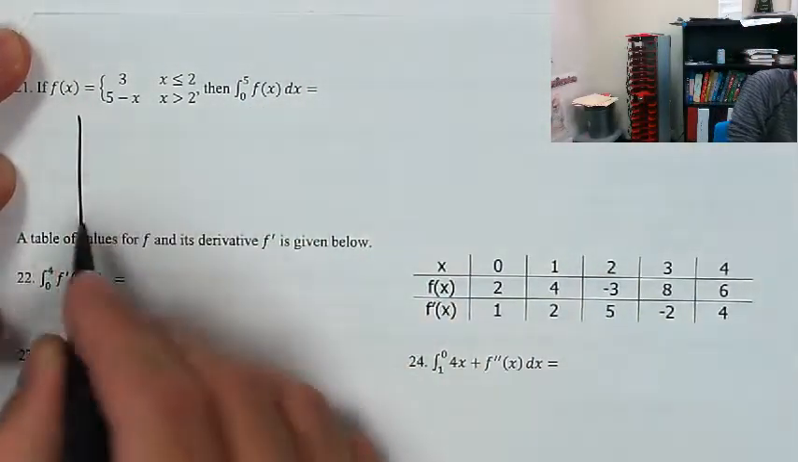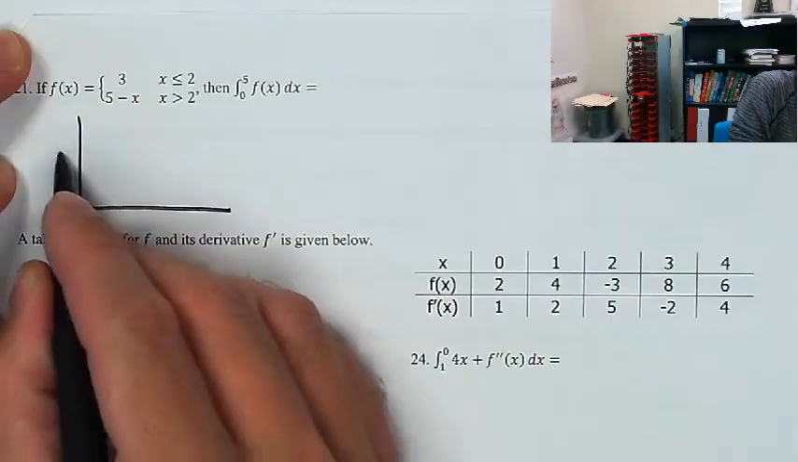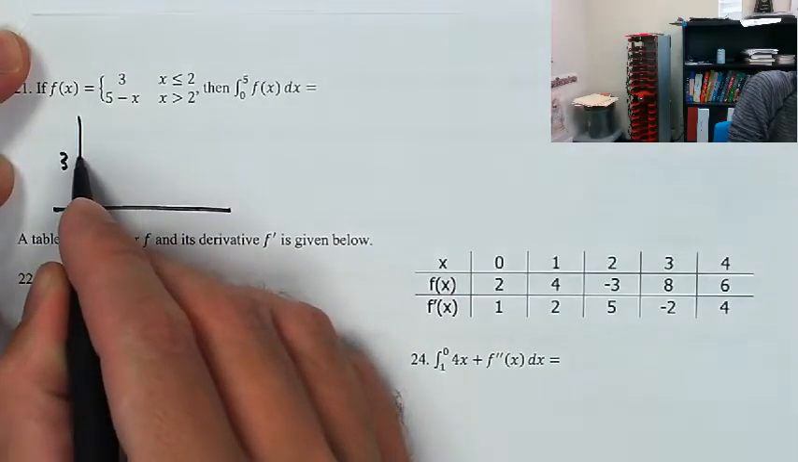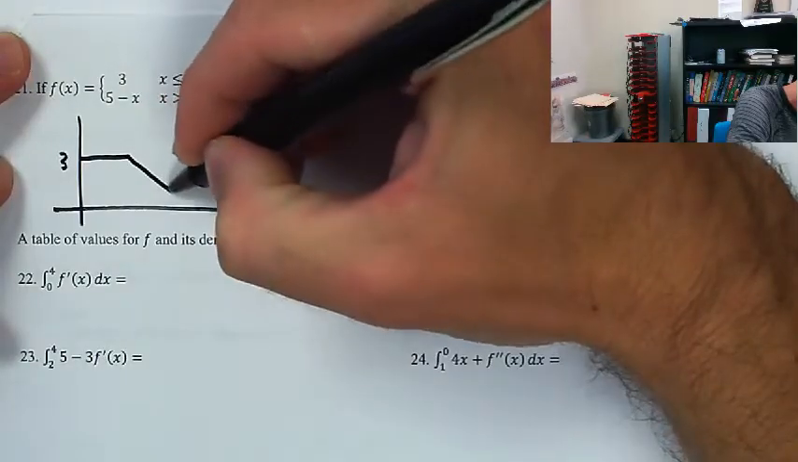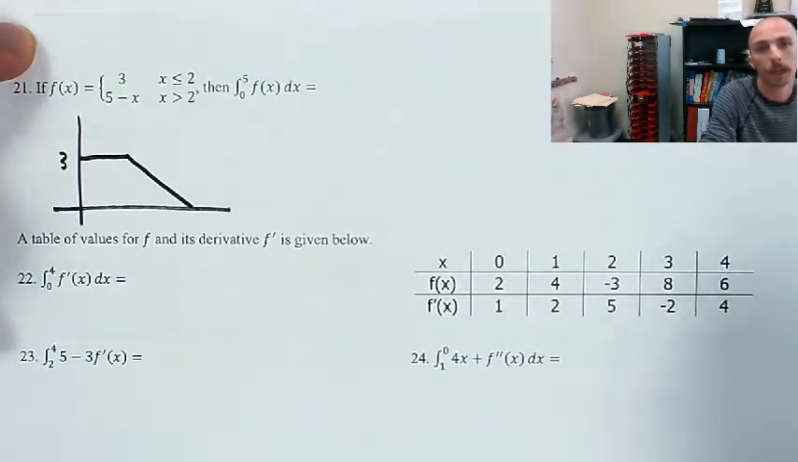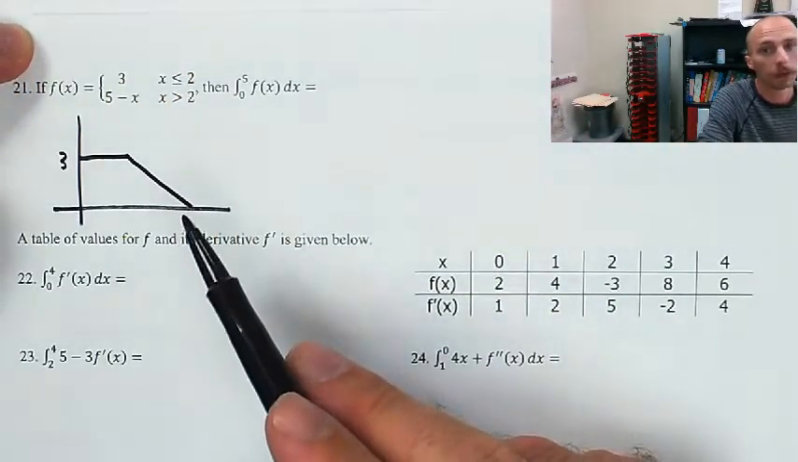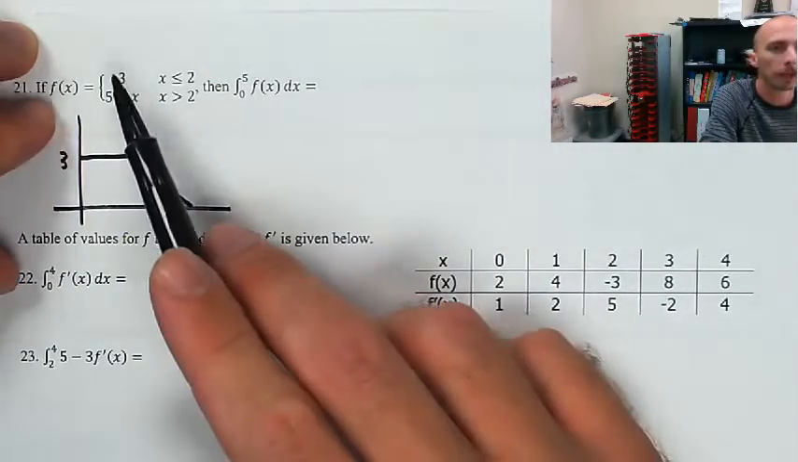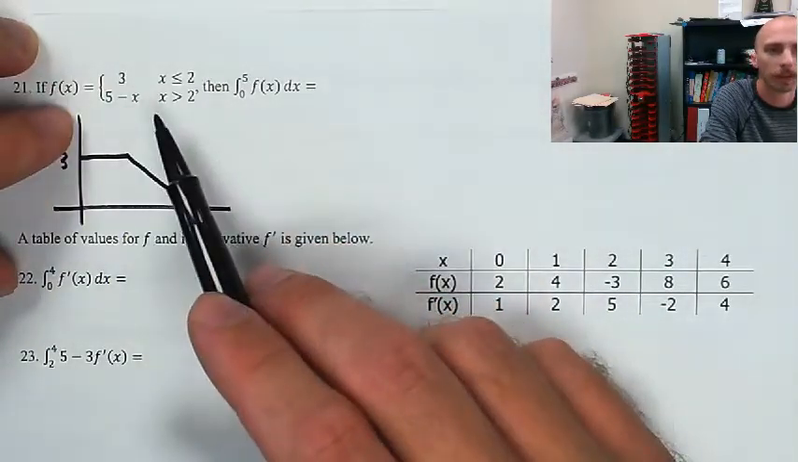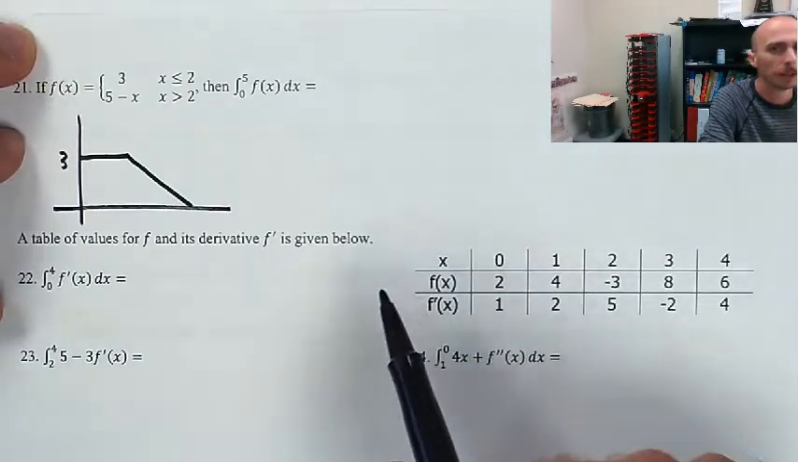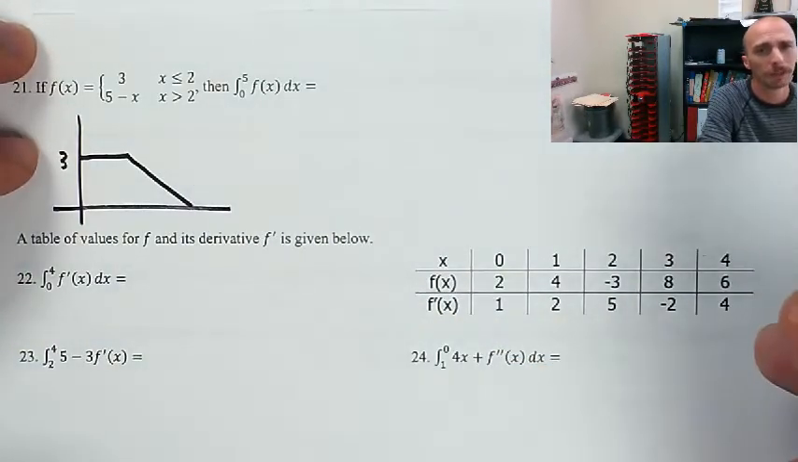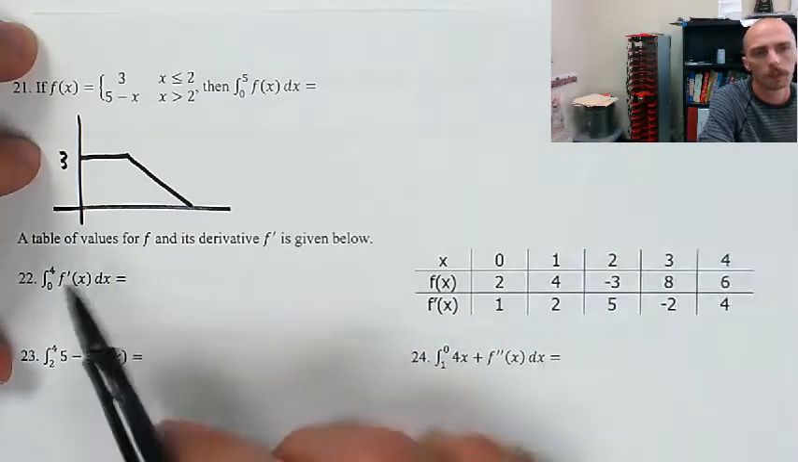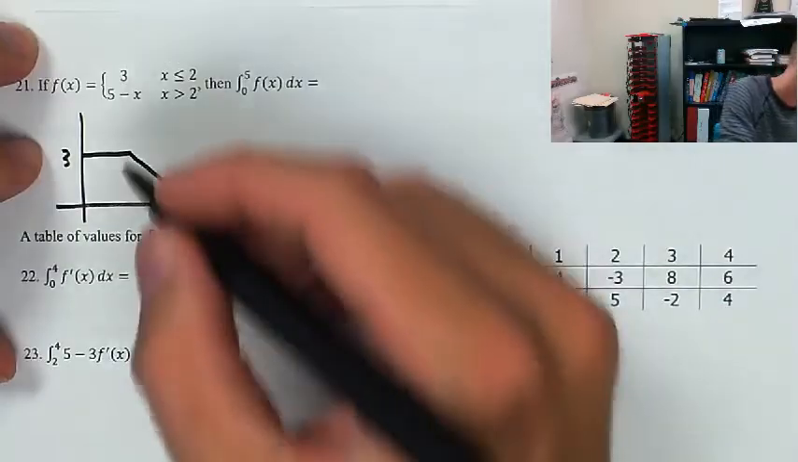So I might draw a picture of this thing. This is 3 until x equals 2, and then it's 5 minus x after that, and so it will look like that. We could do this using geometry, or we could integrate 3 from 0 to 2 and 5 minus x from 2 to 5. But anti-differentiating 5 minus x from 2 to 5, plugging in top and bottom, and subtracting is probably not the thing to do, especially when we can just see what's going to happen here.